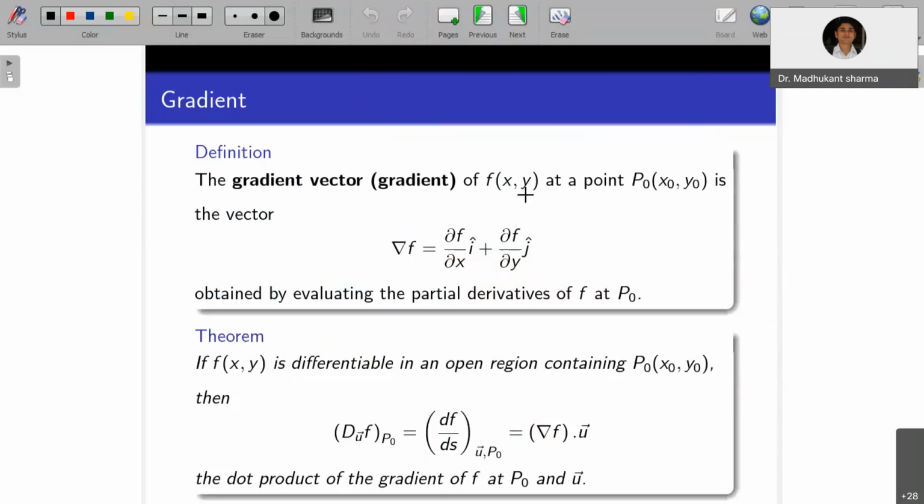As I have already defined, the gradient vector of f at a point is the vector obtained by evaluating the partial derivatives of f at p naught. I have already explained that the directional derivative can be written as the dot product of grad f with the unit vector u, the dot product of the gradient of f at p naught, provided f is differentiable in a region containing the point. This condition can be easily verified.